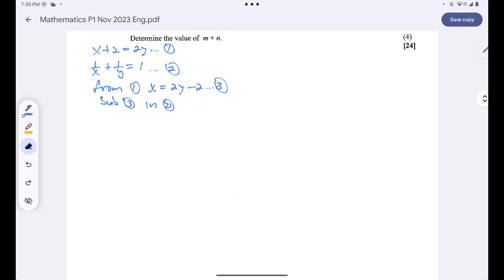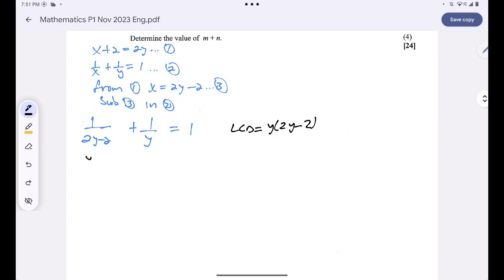Therefore I can simply substitute equation 3 into equation 2. So whenever I see x, I must just substitute 2y minus 2. So 1 over 2y minus 2 plus 1 over y is equal to 1, right? So in here, guys, all I need to do is to find the LCD, and I must just multiply everything by the LCD so that I can remove the fractions. My LCD is just y multiplied by 2y minus 2. I'll just multiply each and every term by the LCD.